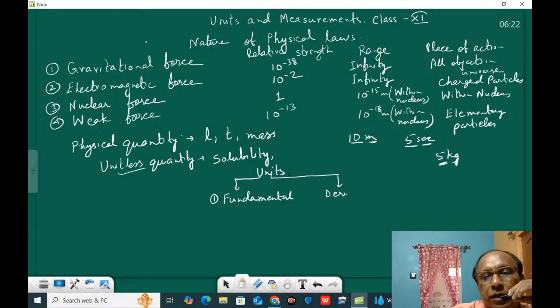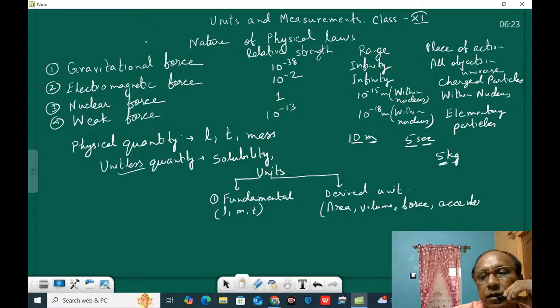What is the meaning of that? Now we learn about fundamental units. There are three fundamental units: length, mass, and time. Derived units are dependent on these fundamental units. For example, area, volume, force, acceleration. We find the unit of acceleration, the unit of force, the unit of volume, the unit of area. This will be dependent on fundamental units, right?